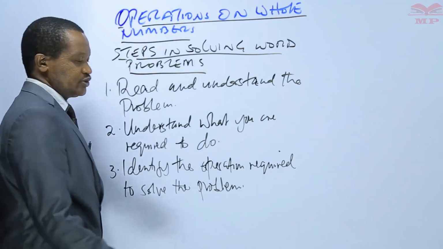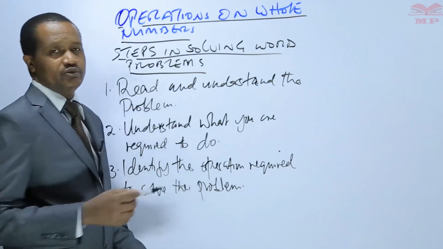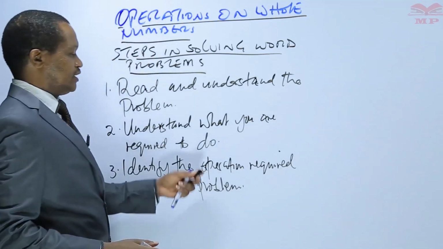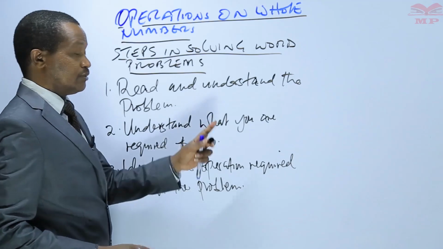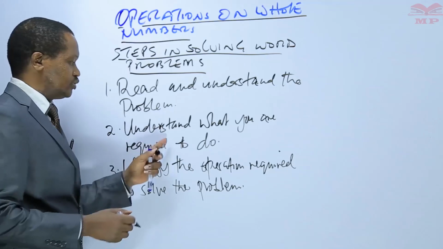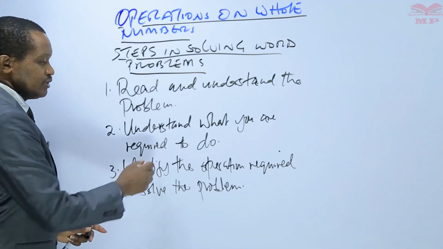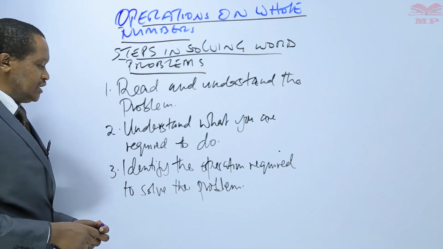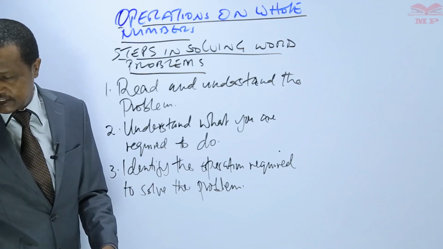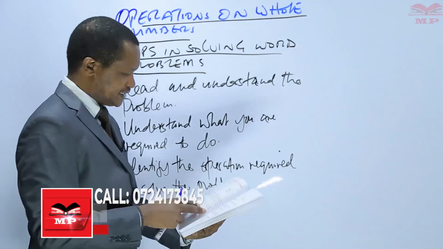because there are many operations like addition, subtraction, multiplication, and division. So when solving a problem, I am repeating, step number 1, read and understand the problem. Number 2, understand what you are required to do. Then number 3, identify which operation is required in solving the problem. And we are going to take examples from your book, that is exercise number 6.